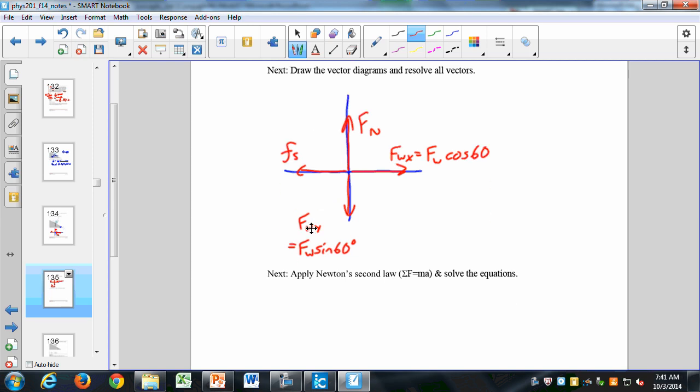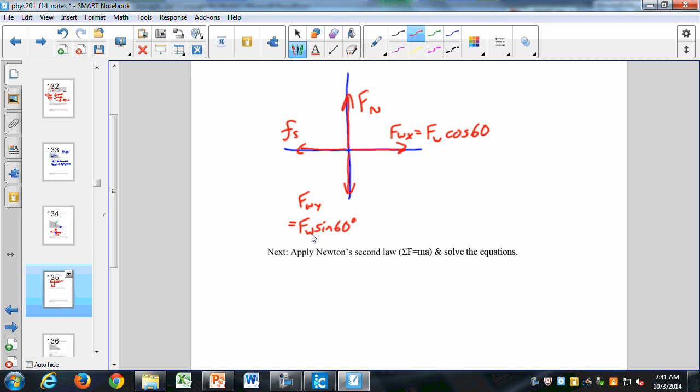And then from that, you can write two sets of equations. You can say that the sum of the forces in the x direction equals max. And you can also say the sum of the forces in the y direction equals may. I want to say there are two problems applying Newton's laws on the test.